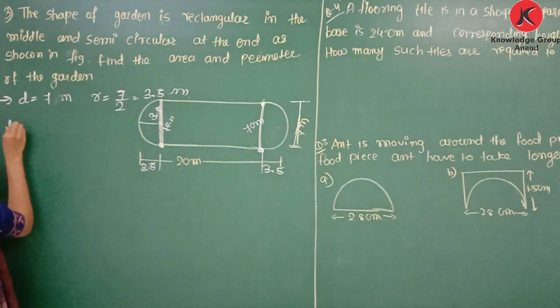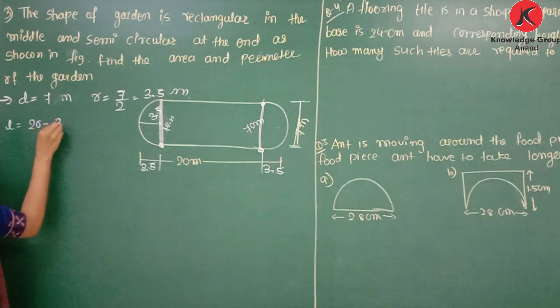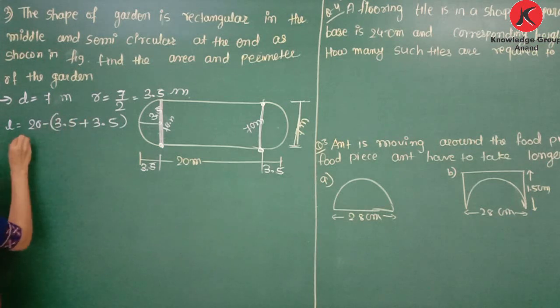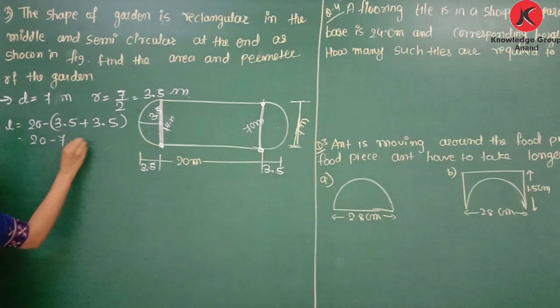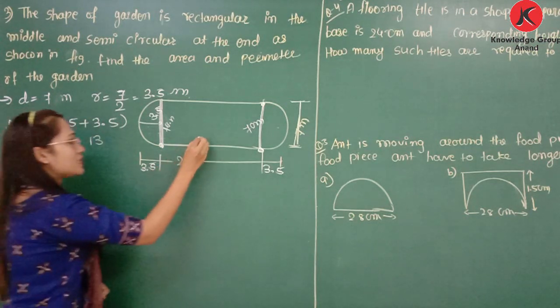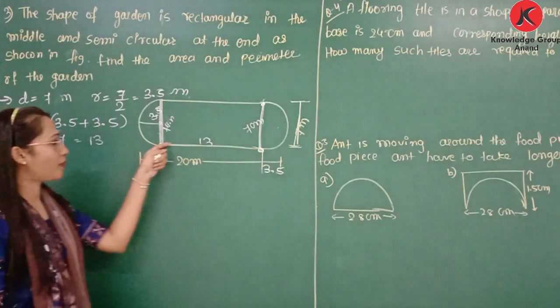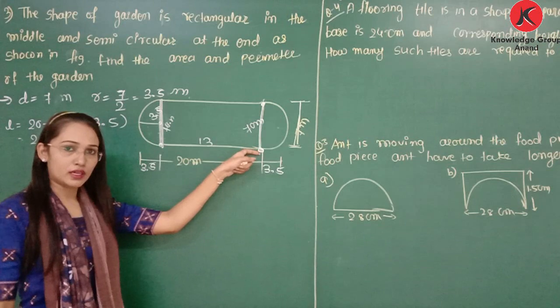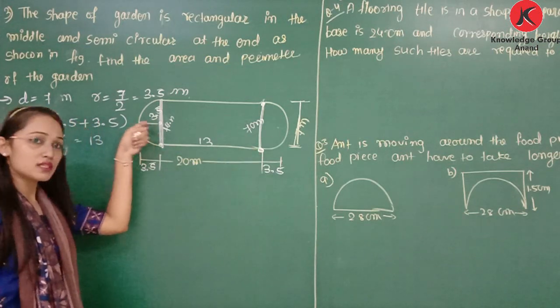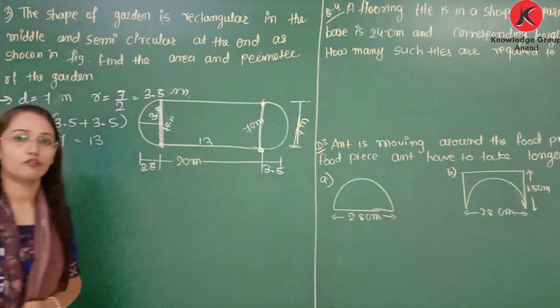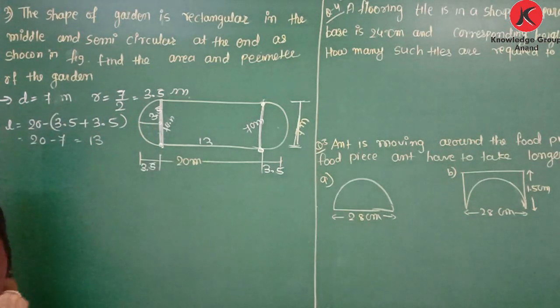So the length will be 20 minus 3.5, 3.5. So that is what? 20 minus 7 is equal to 13. So this length will be 13 and this length is 7 cm. So we can also find the perimeter and area of the rectangle. If we have the value of the radius, then we can find the perimeter, circumference and area of a circle. So now we will have all values.